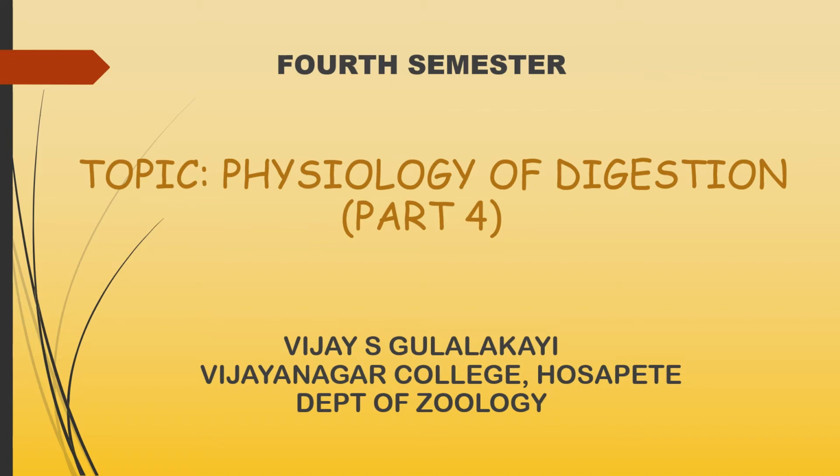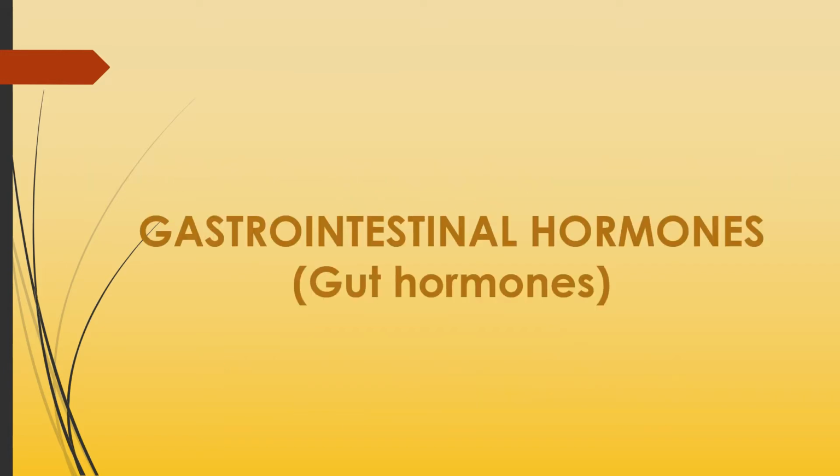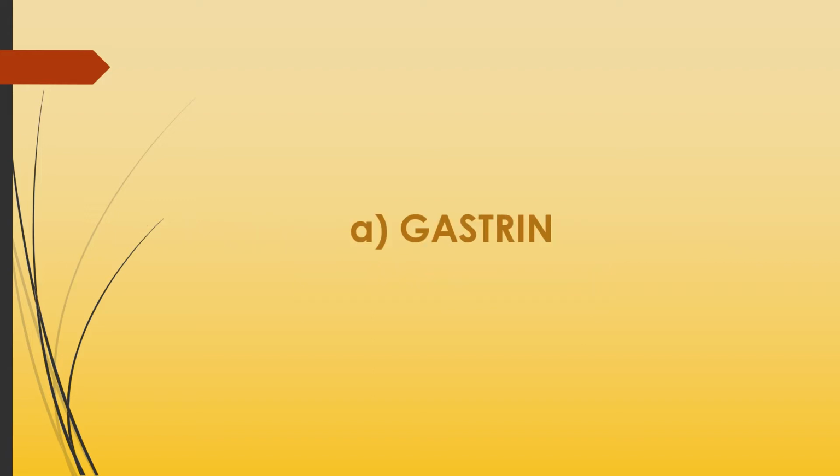Hello everyone. Today I would like to deal with the continuation part of physiology of digestion. Gastrointestinal hormones regulate the digestive secretion. Gastrin hormone is secreted by gastrin cells in the pyloric region of the stomach. It stimulates the gastric gland to secrete and release the gastric juice.